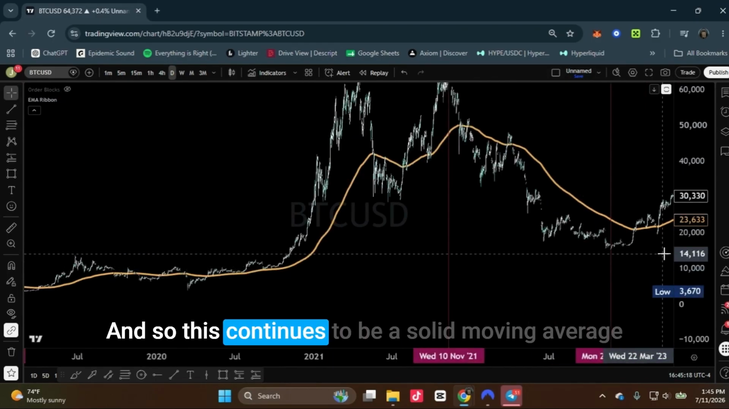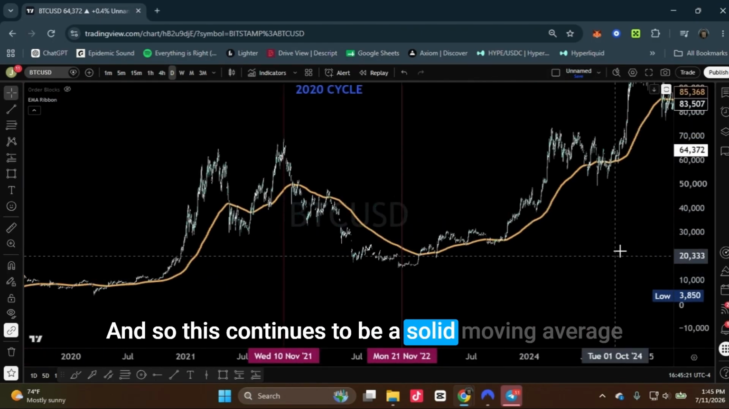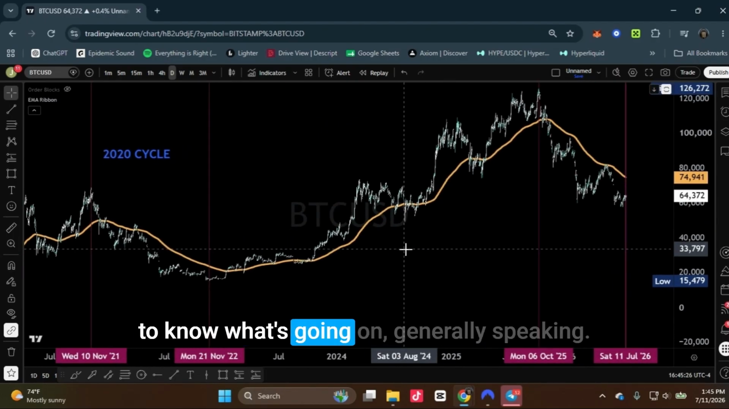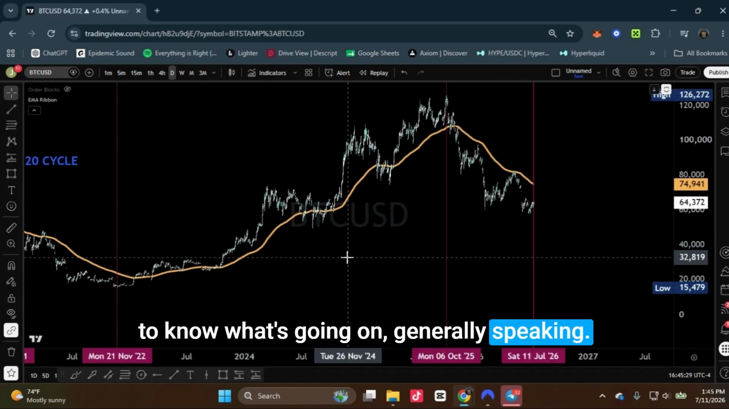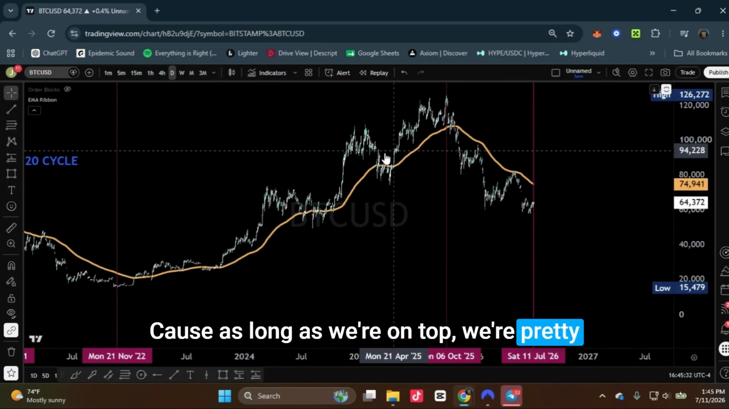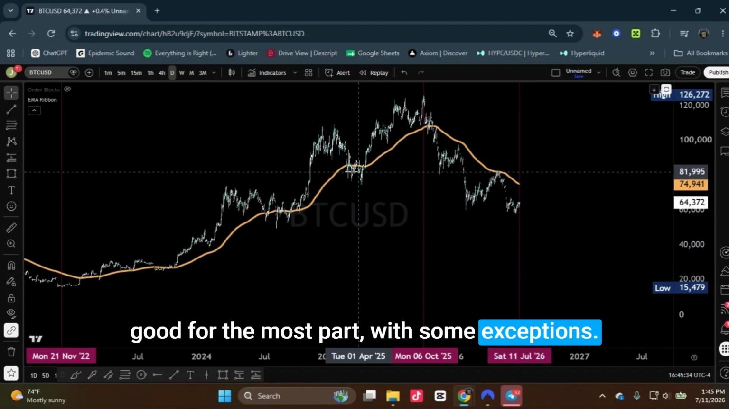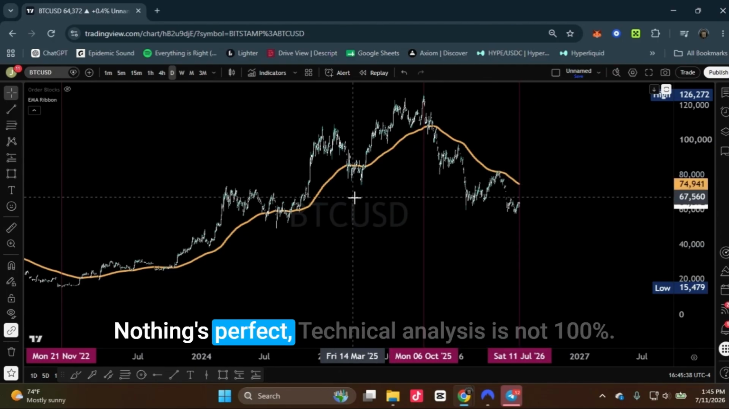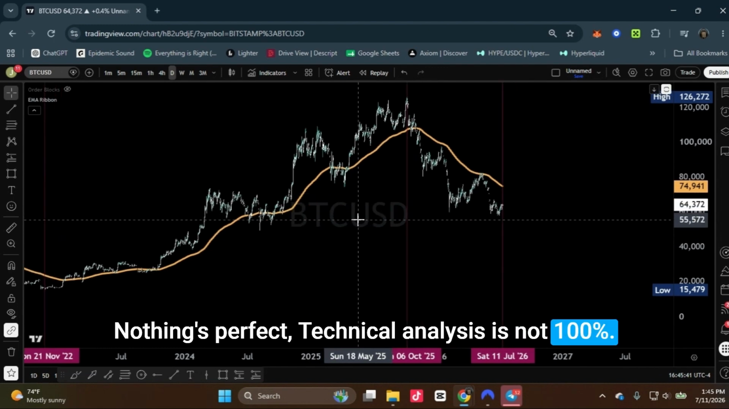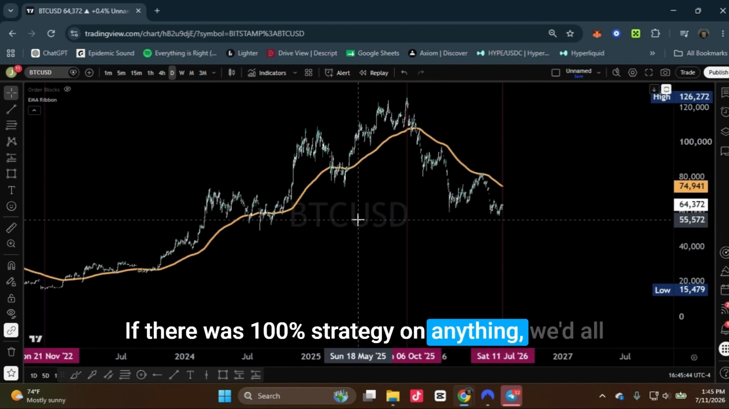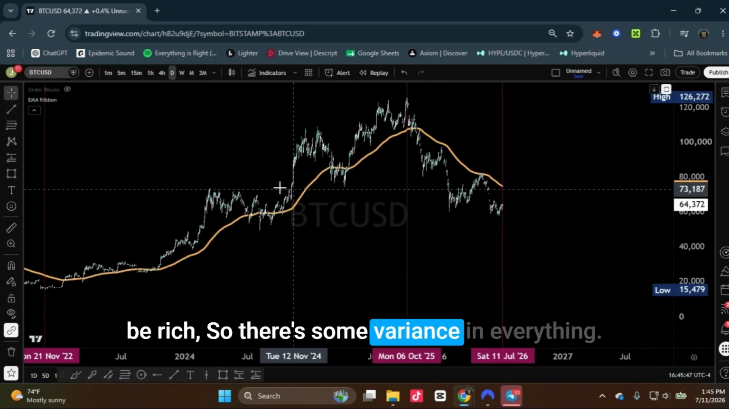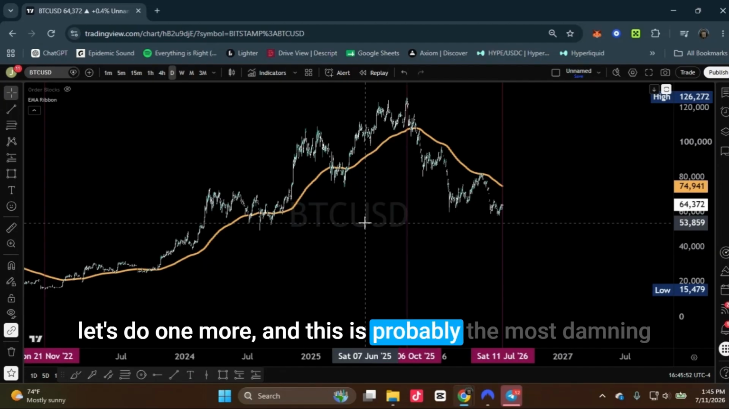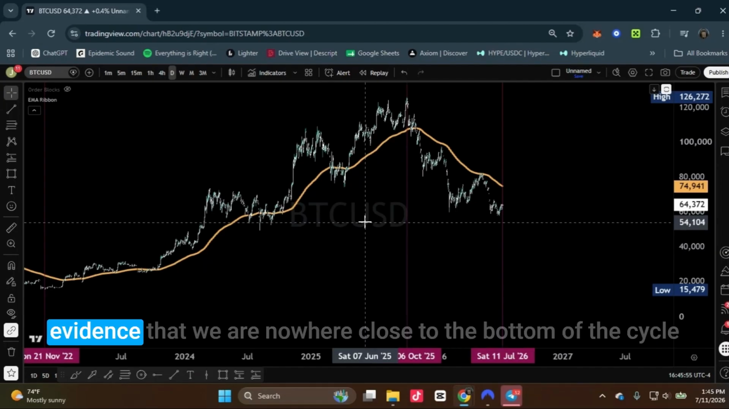And so this continues to be a solid moving average to put on your chart, at least for the macro view, to know what's going on generally speaking. Because as long as we're on top, we're pretty good for the most part, with some exceptions. Okay, we'll have a few days where we'll have fake outs and some scares. Nothing's perfect. Technical analysis is not 100%. If there was a 100% strategy on anything, we'd all be rich. So there's some variance in everything. So that's the 200.